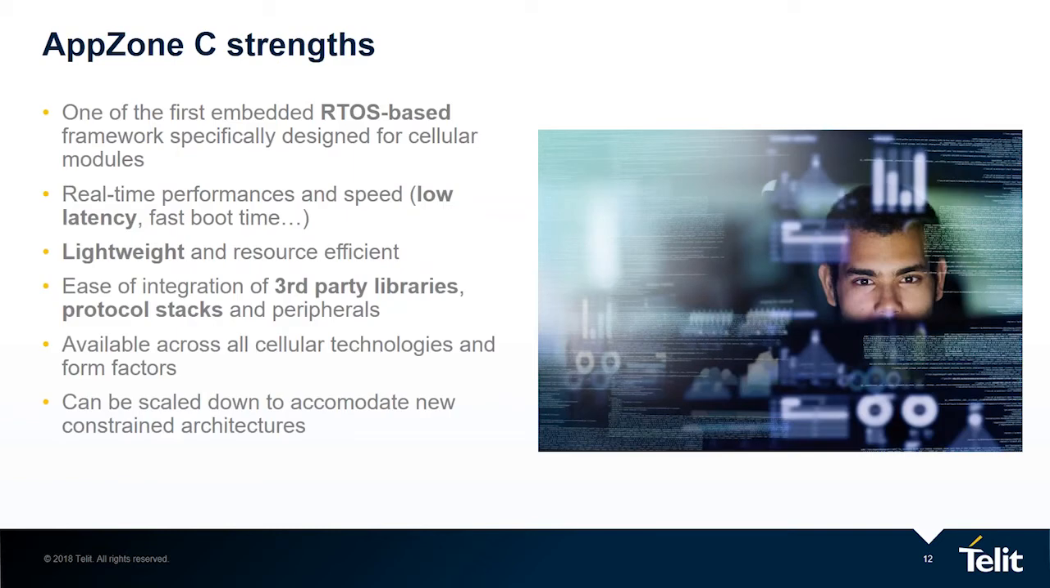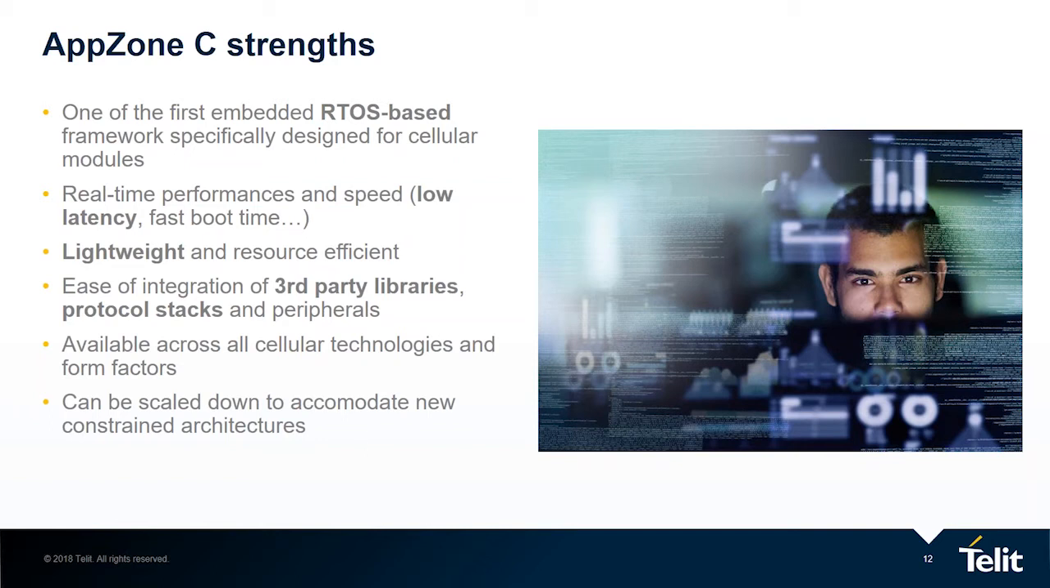So to quickly summarize, here's a list of the main takeaways that we just discussed regarding AppZone. First of all, it is an embedded framework specifically designed for cellular modules. It has been designed to privilege real-time performances and be lightweight and resource efficient. It has been designed to simplify the integration of third-party libraries, protocol stacks, and peripherals. So basically, you have access to most of the low-level features available in the module.